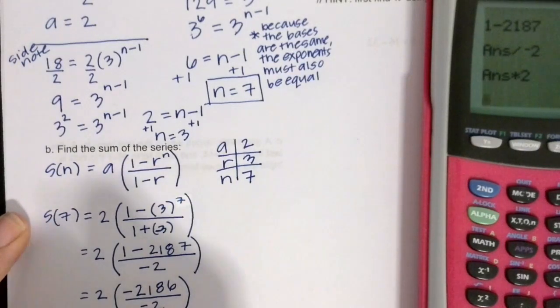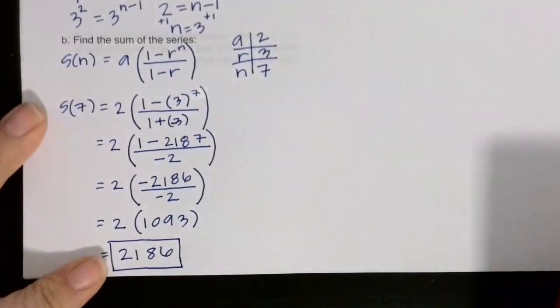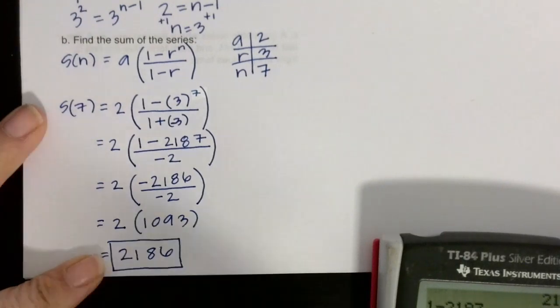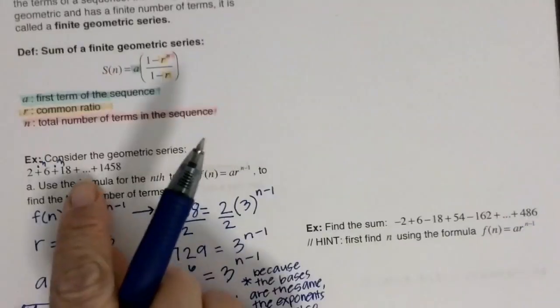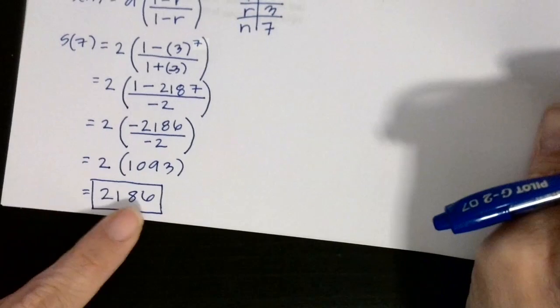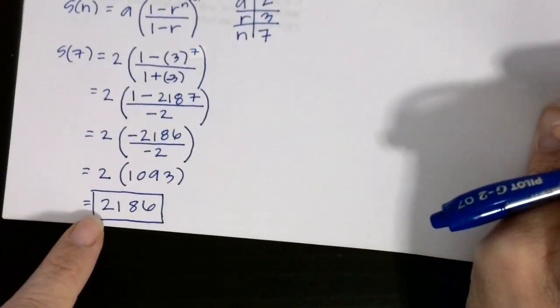Alrighty, so if I were to add up all the terms, let's put that up there real quick. So if I were to add up all the terms at the beginning of the sequence, starting with 2 plus 6 plus 18, and we have some middle numbers right there that we don't know what they are, but if I were to add all those up, the answer would be 2,186.